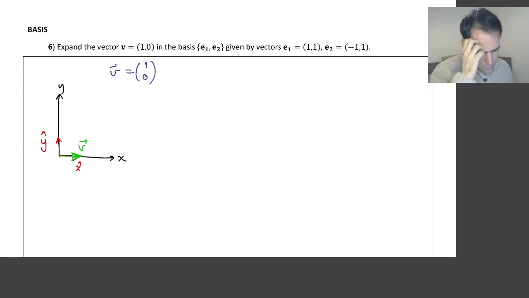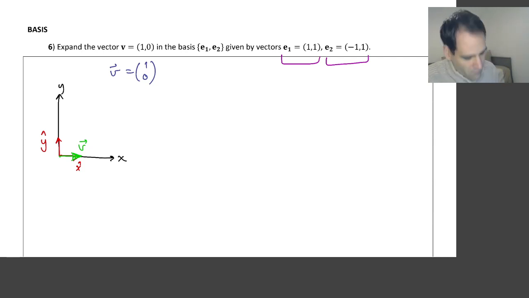This is our vector. But now we are asked to expand this vector in the basis e1, e2, where e1 and e2 are given by these vectors over here. So e1 is this vector. This is e1. And e2 is the vector minus 1, 1, which looks like this. This is e2. Okay? So the problem asks us to expand vector v in the basis e1 and e2.